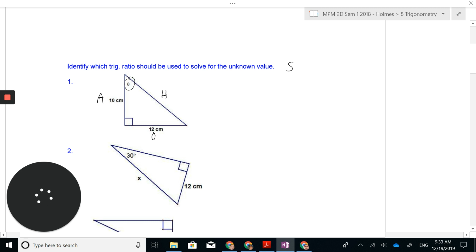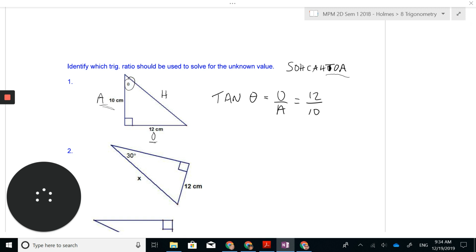So we have to ask ourselves, using SOHCAHTOA, in relation to that angle, the information that's provided is the adjacent and the opposite, in which case we're looking at the value tan. So we would say tan theta is equal to the opposite over adjacent, or in this case, 12 over 10. Okay, I complete the same thing with question 2. Which of the trig ratios, sine, cos, or tan, would you use to solve for x?